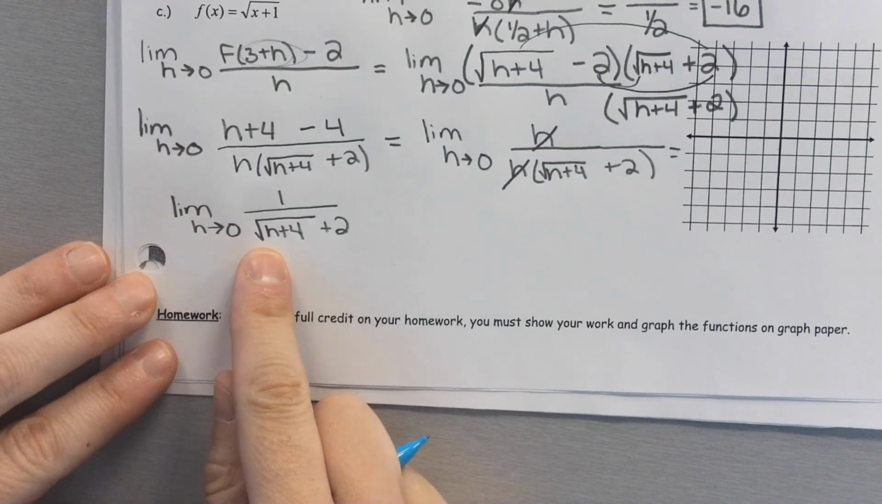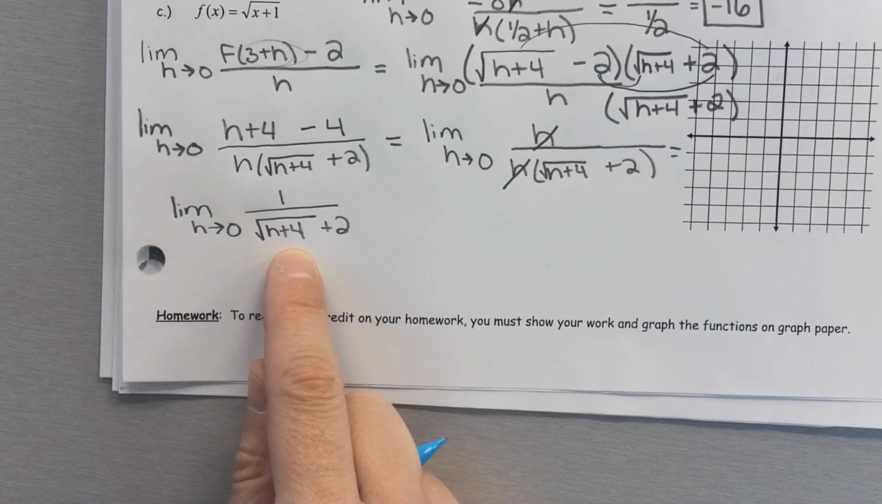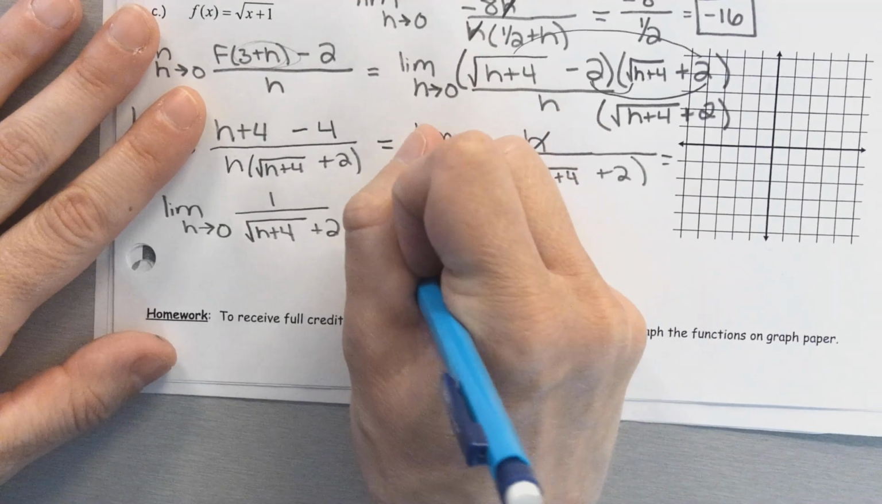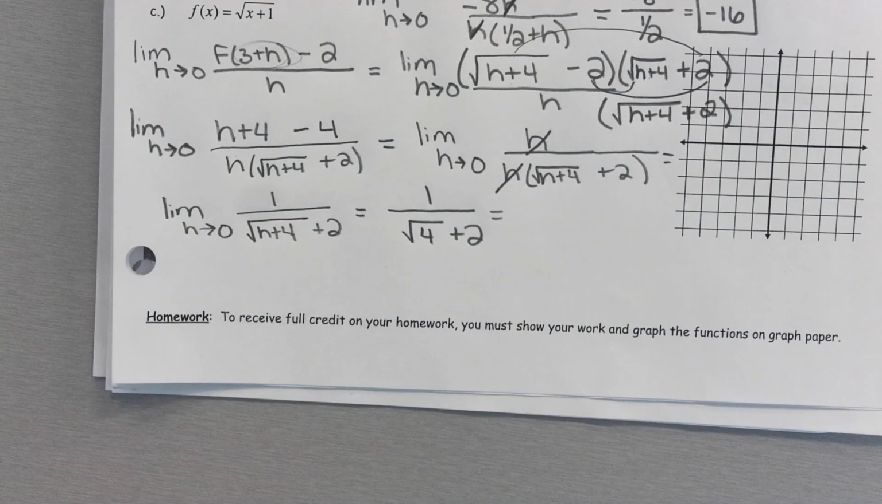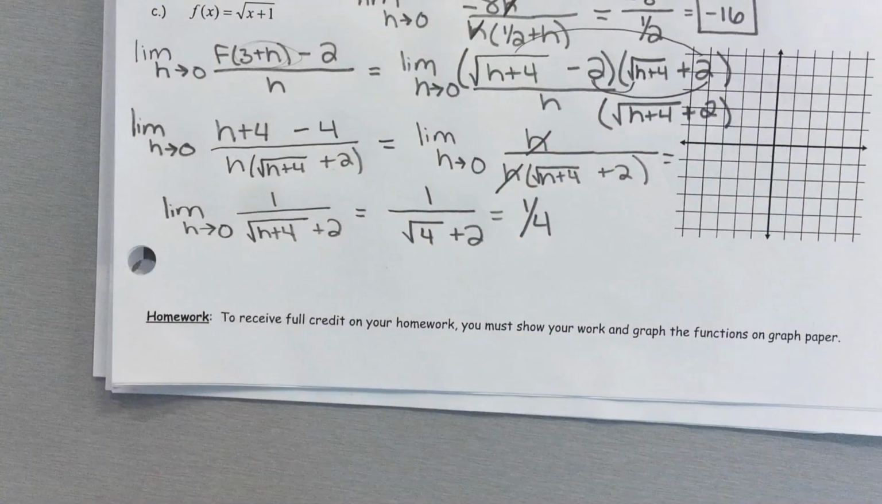Okay, so plug it in. 0 plus 4 is 4. So again, I'm using the limit, so now that piece can drop off. So I have the square root of 4 plus 2. Well, what do we know the square root of 4 is? 2. So I have 1 over 2 plus 2, which is 1/4. Now, this 4, we call it a day.